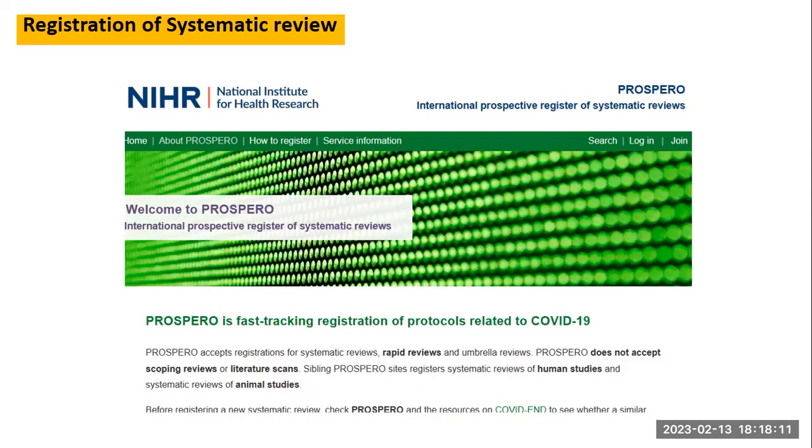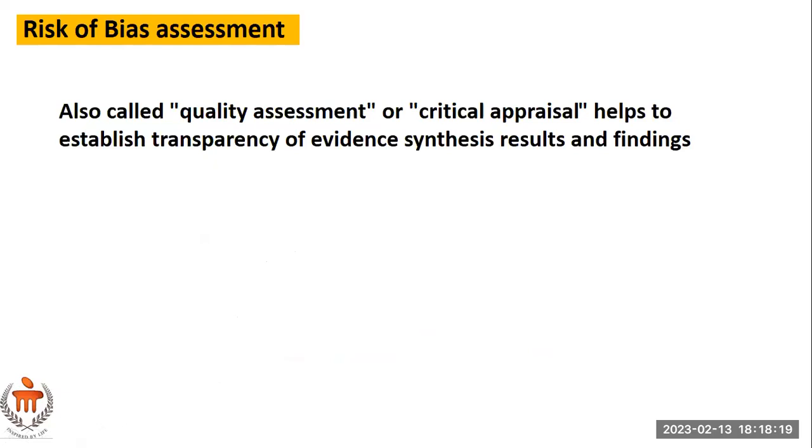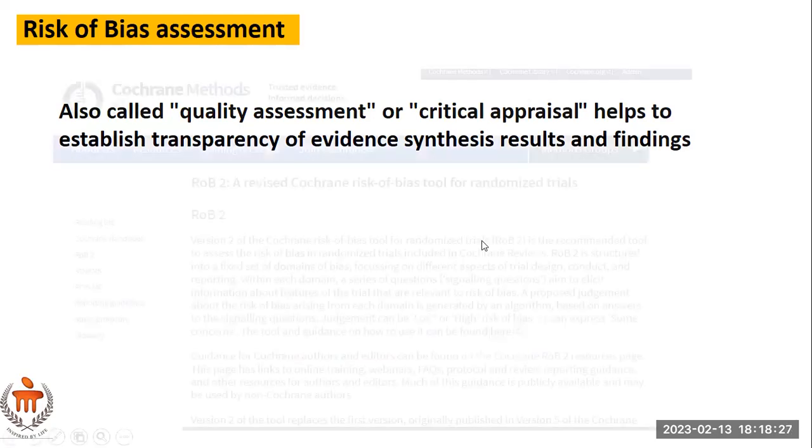So the PROSPERO website is one such thing where you can go in and register, and it tells you what all it accepts, what type of studies it accepts, and it's a good place to start off your systematic reviews. And once you've done that, you need to check the quality of the study which you have included. And this is called a quality assessment or critical appraisal.